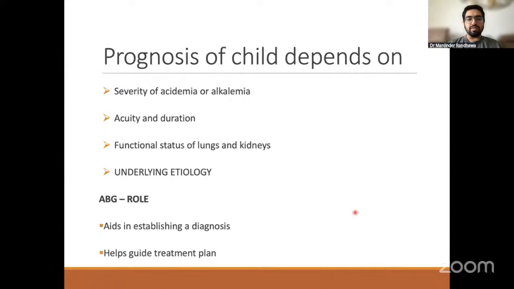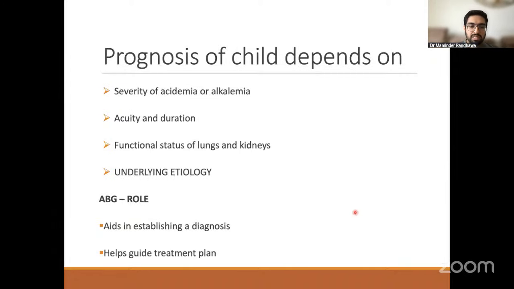Then the functional status of the lungs and kidneys, because these are the organs that are going to take out the hydrogen and maintain the balance of the hydrogen ions. If one of these is not working, the balance gets disturbed, and the body's ability to compensate for a change in pH goes haywire. And obviously, the underlying etiology: if it's a mild benign etiology, usually the body takes care of it. And if it's something severe or persistent, then it causes more problems.